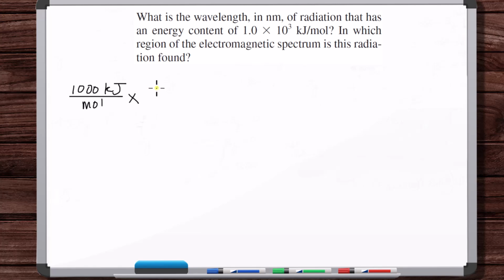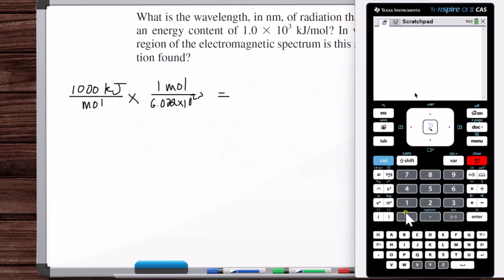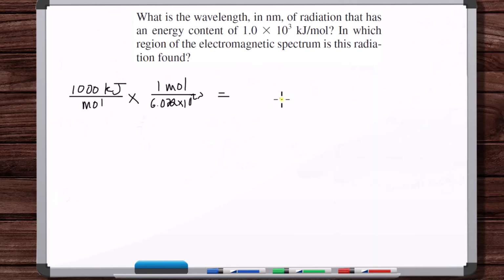So let's do, you have 1 mole for every 6.022 times 10 to the 23rd of whatever this is. So this is just going to come out to 1,000, and then I'm going to add 1, 2, 3 zeros to convert to joules, divided by 6.022 times 10 to the 23rd. That gives 1.661 times 10 to the minus 18.